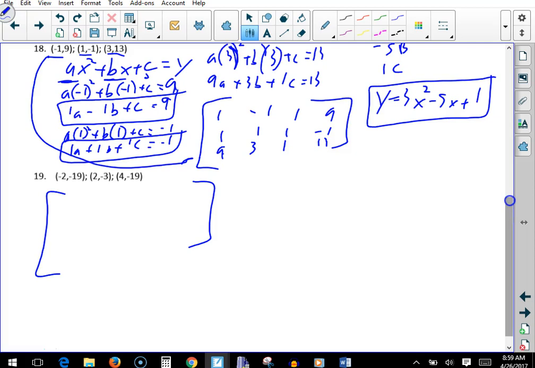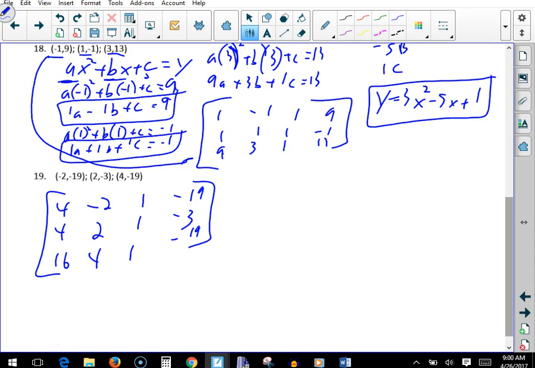So watch. Negative 2 squared is 4. Then I write the actual negative 2. Then there's the 1. Then there's the negative 19. 2 squared is 4. 2 by itself is 2. This is always 1. This is negative 3. 4 squared, 16. 4 by itself, always 1. Negative 19 again. If you see it, you can go right to the augmented matrix just like that.